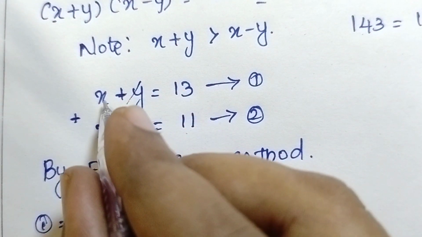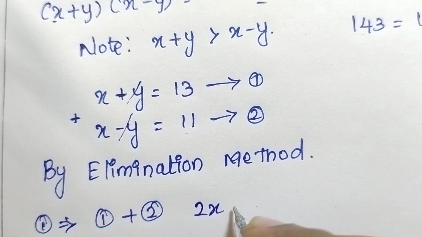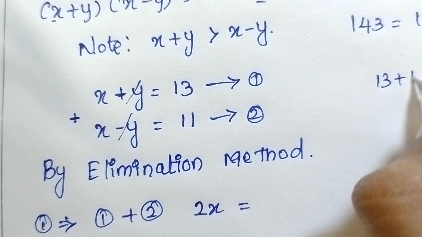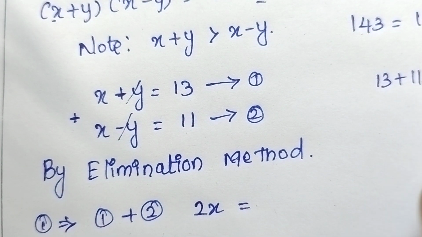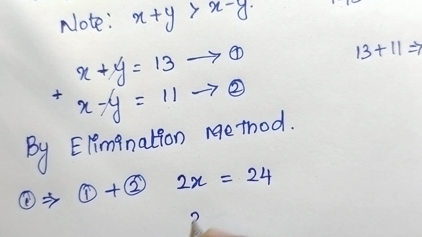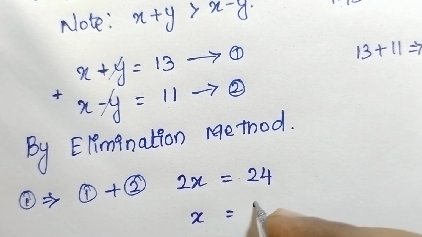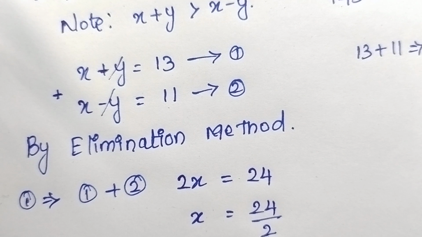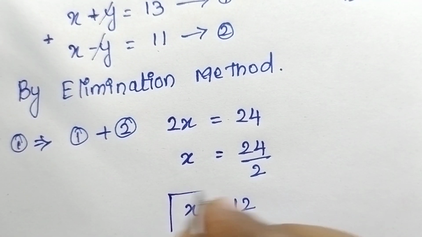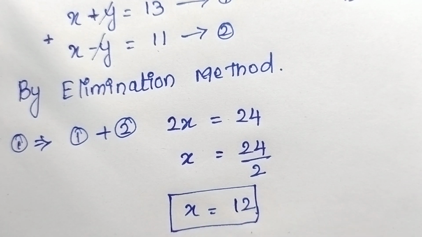Therefore x plus x is 2x which is equal to 13 plus 11, which is equal to 24. Is it? So just write that. From this I need only the x value, that is 24 by 2. Therefore x is equal to 12. So let's highlight this. Here we found the x value.